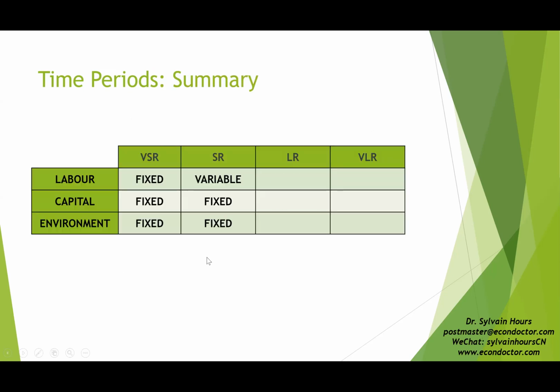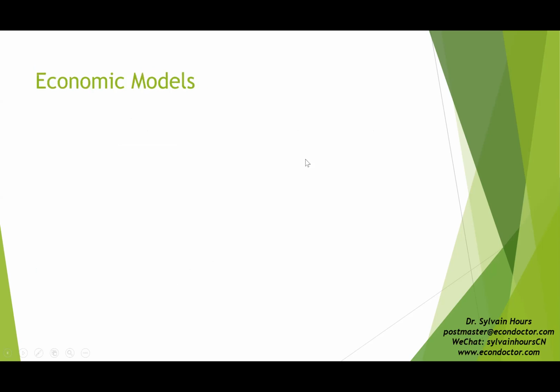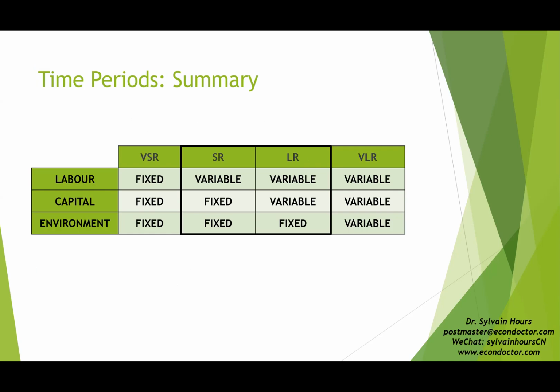And just to summarize it, you can have this table. In the student version, it's empty, so you can ask them to fill in this information: the quantity of labor, the quantity of capital, and the business environment, and say if each is fixed or variable. I have highlighted these two columns because we mostly focus in AS and A2 on the short run and the long run. And that's about it for time periods.